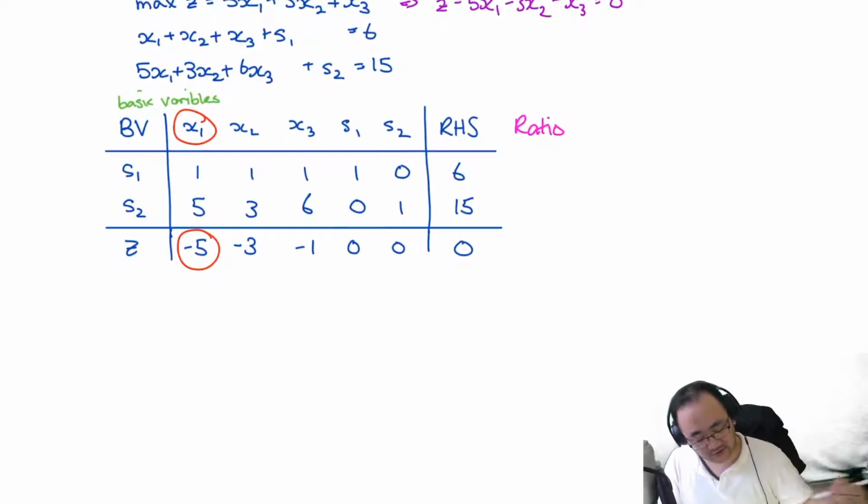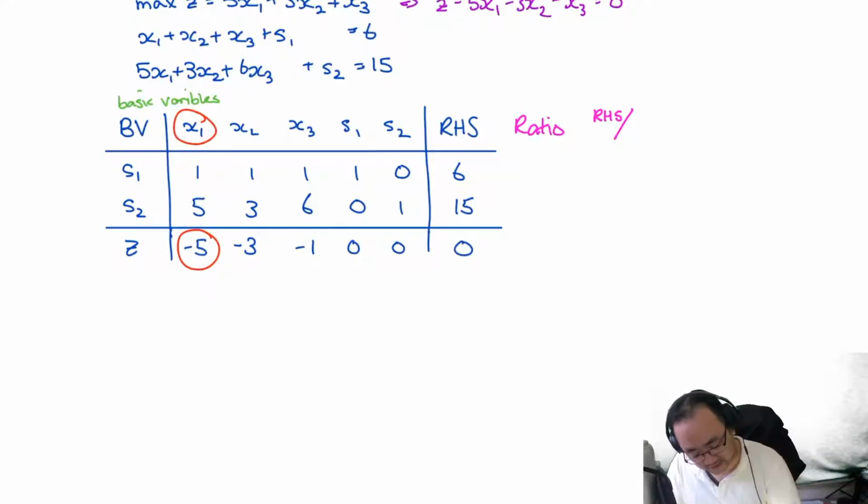So how do we do the ratio test? The ratio test for the variable that's going to come in, that's going to be x1, is the right hand side divided by the number corresponding to the variable that's coming in. So in this case, this is going to be 6 divided by 1, so this 6 divided by this 1, and that's going to be equal to 6.